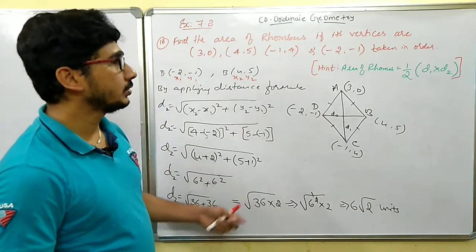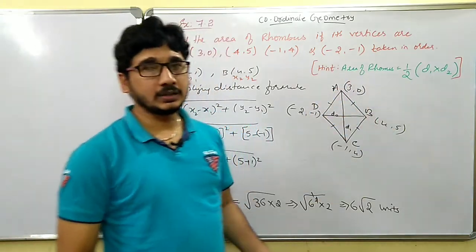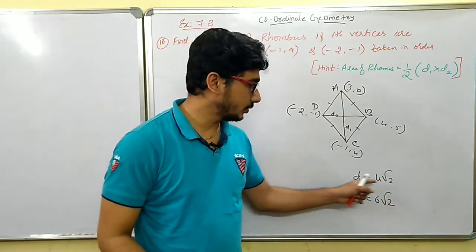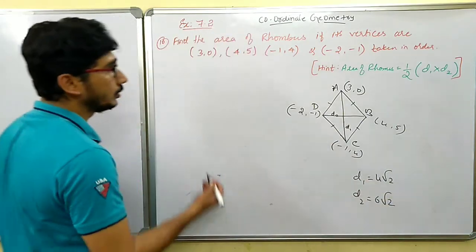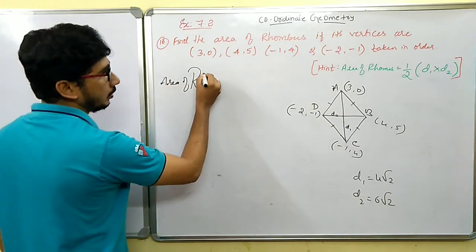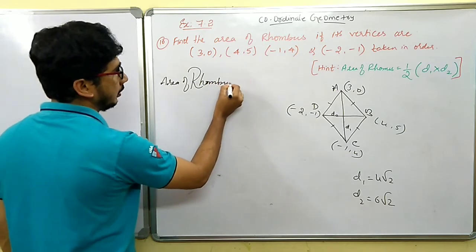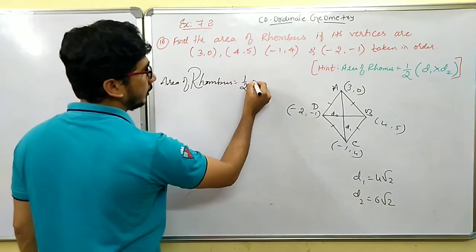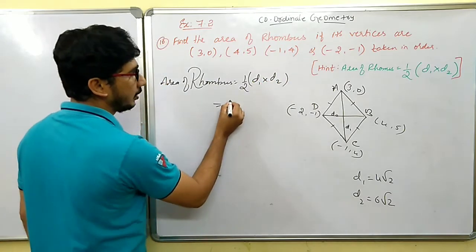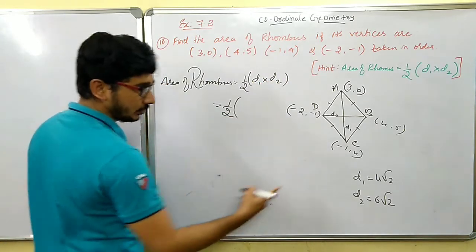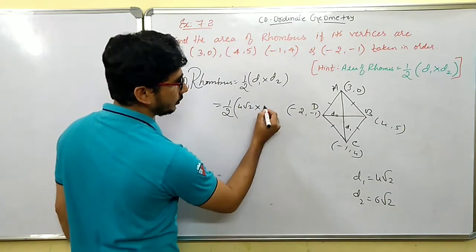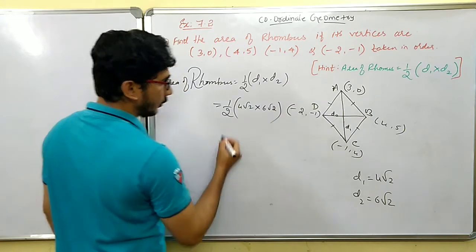So now what we have to do? Just we have to apply this formula. We'll get the solution of area of rhombus. Okay, let me erase this. Since I have written D1 is equal to 4 root 2, D2 is equal to 6 root 2. Now, area of rhombus is equal to half of D1 into D2, product of its diagonals. Half of D1, how much? 4 root 2. D2, how much? 6 root 2.